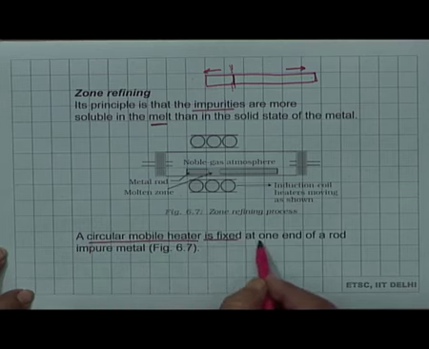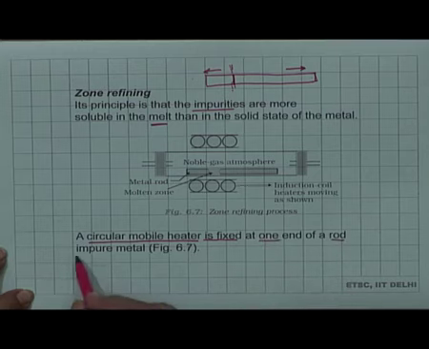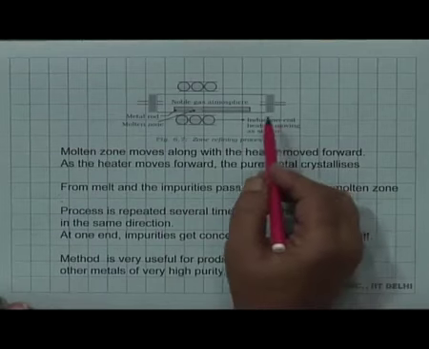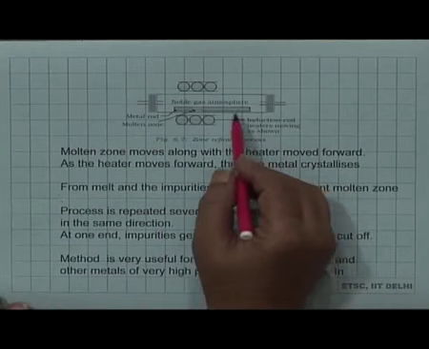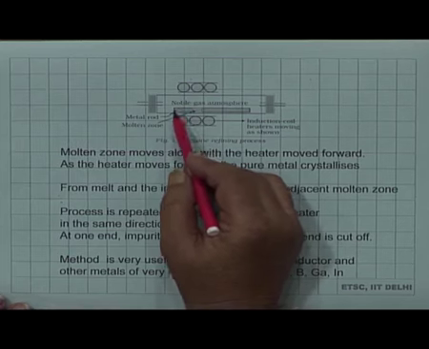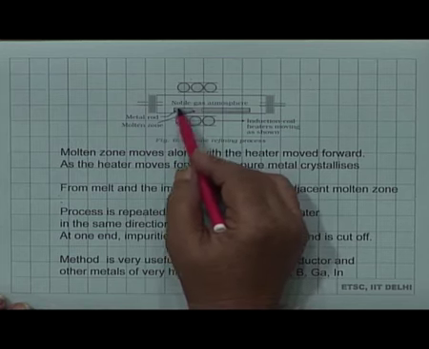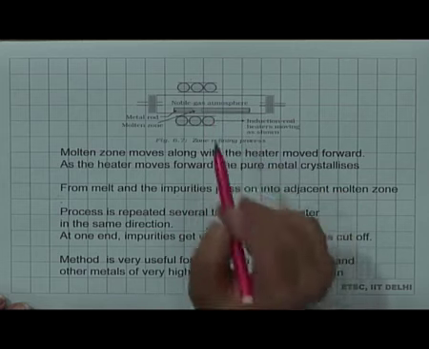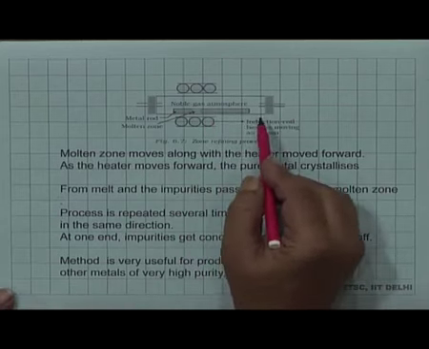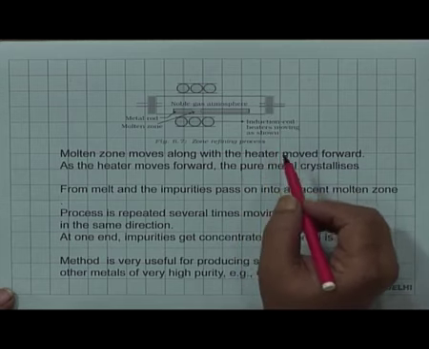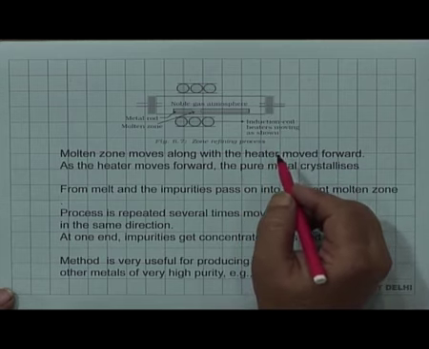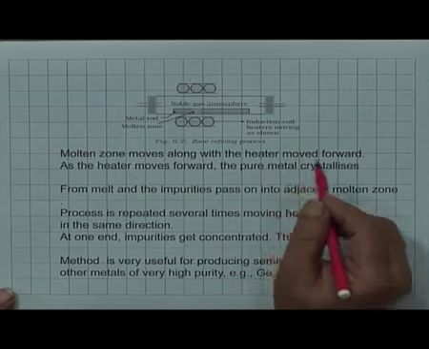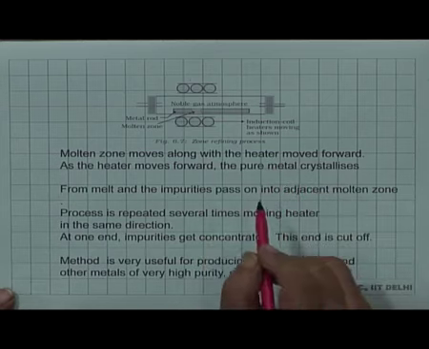So, we start the circular mobile heater by fixing it at one end of the rod of the impure metal, then we move it towards the right side, and after some time all impurities are collected around this end and pure metal is the rest of the part of the rod. Now, in one go the metal does not become pure using this kind of zone refining. So, what we have to do? We have to repeat it.